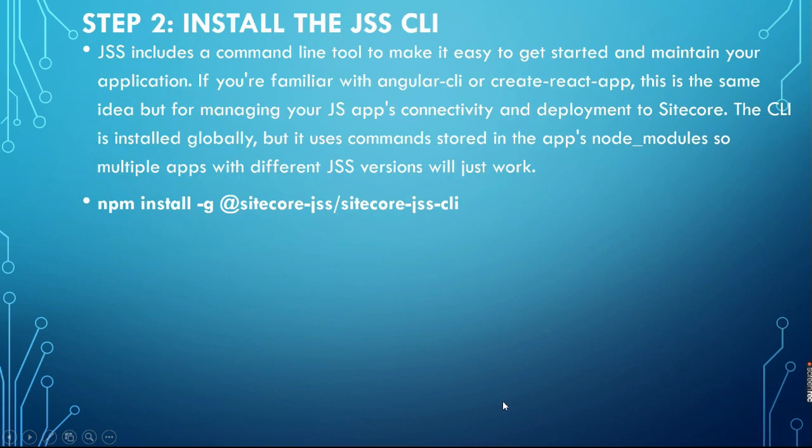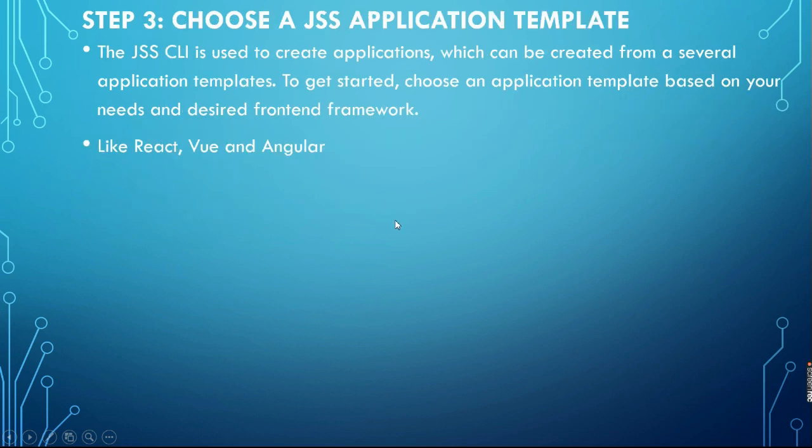Let us discuss how to install a JSS client. You need to download the JSS client application from GitHub. For example, if you are using React.js, you can download the Sitecore JSS package, and you need to install it like npm install -g @sitecore-jss/sitecore-jss-cli. Then you can install the JSS client.